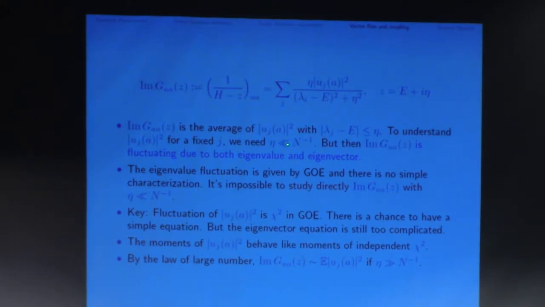Now if you want to understand this for eta less than n to the minus one, then you immediately face the question that this is as hard as understanding the lambda i probability distribution, because if you look at these Green functions, the eigenvalue has a structure below the scale 1 over n. So it's almost impossible to understand this because the eigenvalue has fluctuations, and also the eigenvector has fluctuations. On the other hand, if you want to talk about a single eigenvector, then you have to look at eta really below 1 over n. Otherwise, you don't see it. Otherwise, you just see the average.